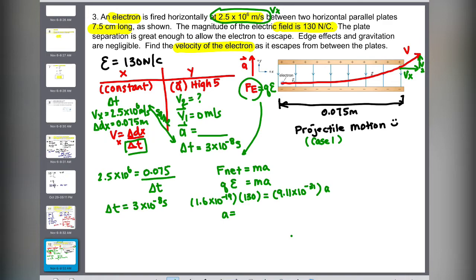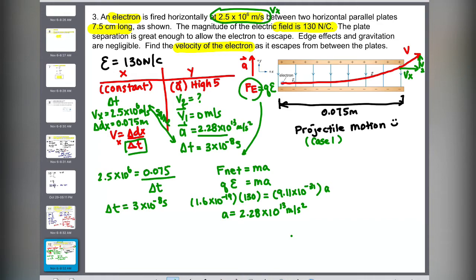I'm going to multiply things on the left-hand side first. So 1.6 exp negative 19 times 130 divided by 9.11 exp negative 31. It equals 2.28 times 10 to the 13 meters per second squared. So I got the acceleration to be that big. I'm going to fill it in here, 2.28 times 10 to the 13 meters per second squared. As you know, I like to store my answer in my calculator.